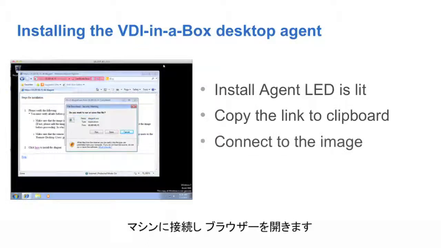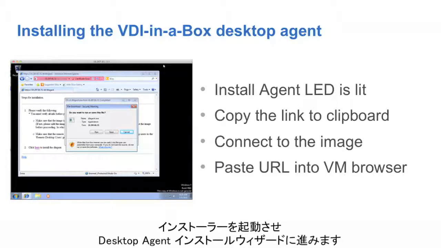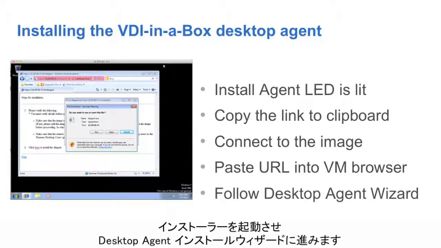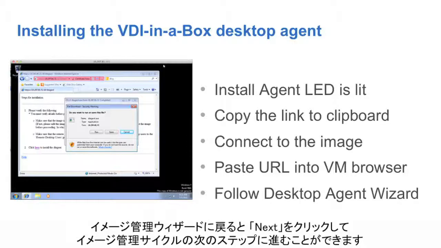Connect to the machine and open a browser. From this browser, enter the URL of the desktop agent. Run the installer and proceed through the desktop agent installation wizard. This will install the desktop agent, and VDI-in-a-Box will restart this virtual machine. Back on the image management wizard, we will now be able to click Next to proceed to the next step of the image management cycle.